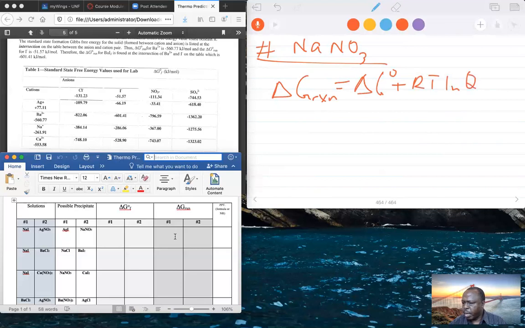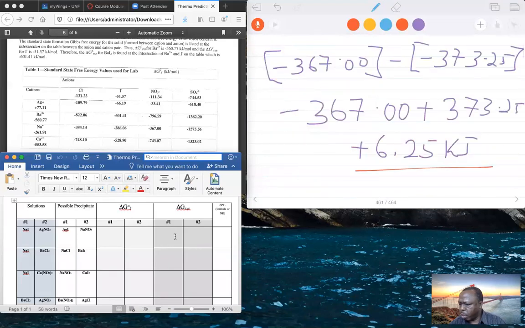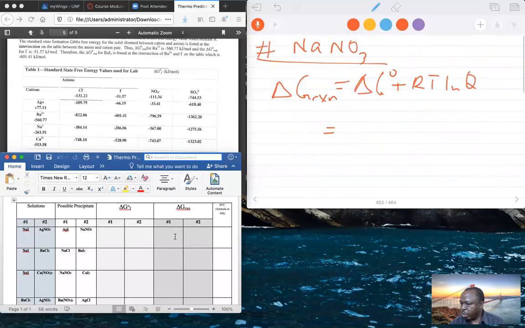Now, you have to go back and say, for sodium nitrate, that was positive. For this, that was number 1. So I'm just gonna put positive 6.25. Remember, they are in kilojoules. And I'm gonna add, remember to use kilojoules for R, 8.31. You will use what?